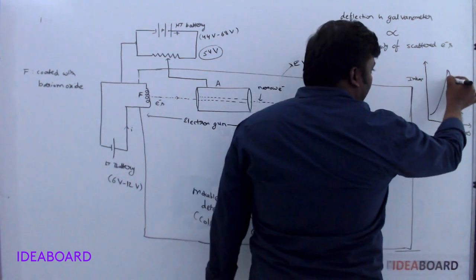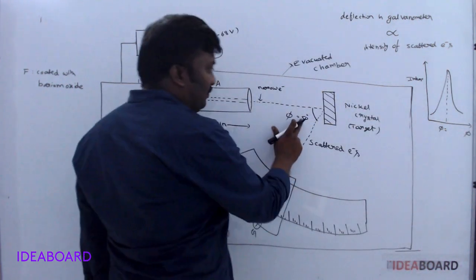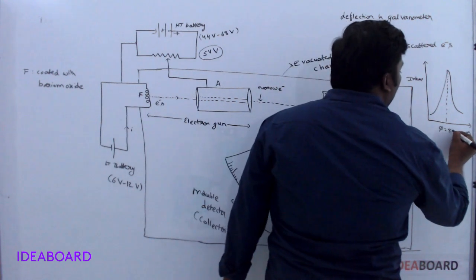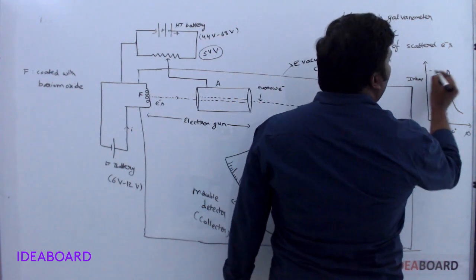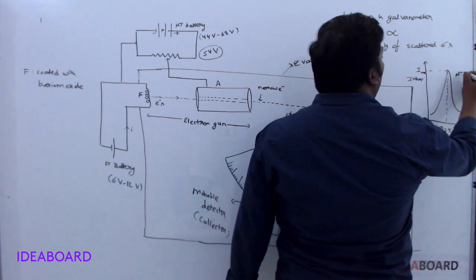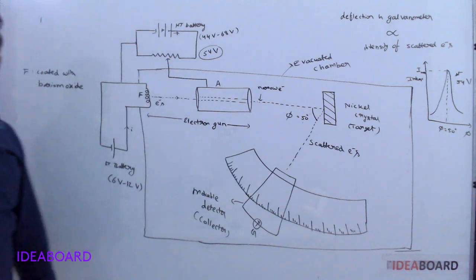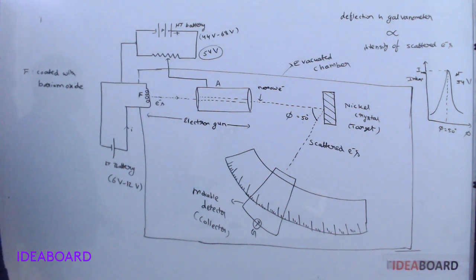So at a particular angle, which angle? Phi is equal to 50 degrees. It has a peak value of intensity at voltage 54. Understand? So this is the experimental arrangement used by Davisson and Germer. Clear now?